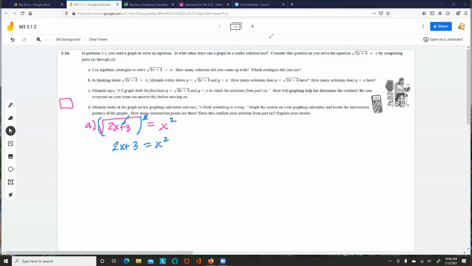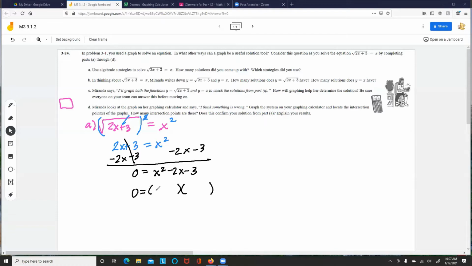Now we have a quadratic because we squared it, so we got to get this equal to 0. So let's go ahead and minus the 2x from both sides, and minus the 3 over here, and minus the 3 over here. Okay, so 0 is equal to this trinomial x squared minus 2x minus 3. Very basic quadratic trinomial, so usually we factor to solve the trinomial.